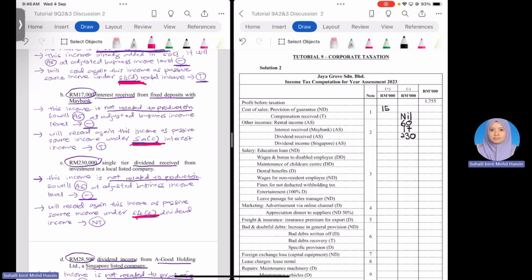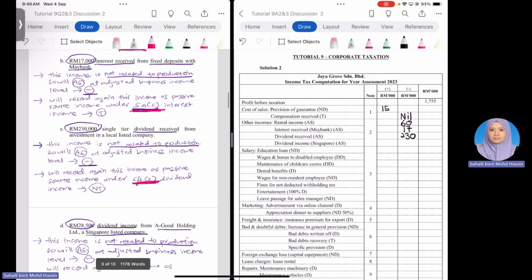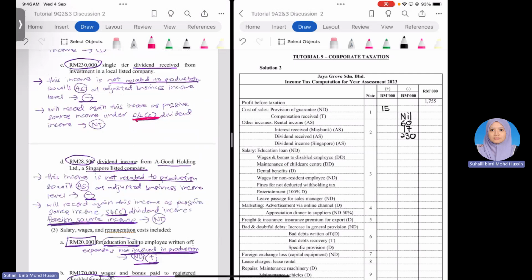Okay, 2D, we have another income that is also not related to the production. They receive the dividend income after they make the investment in A Good Holding Limited, a Singapore listed company. So the income here is not related to production, so we have to minus out the amount and it will appear again under section C.